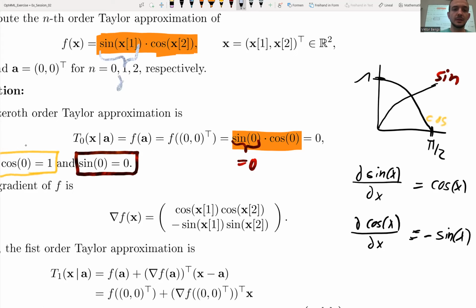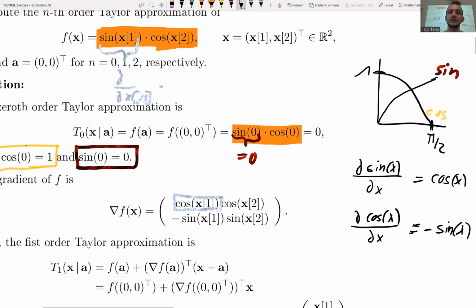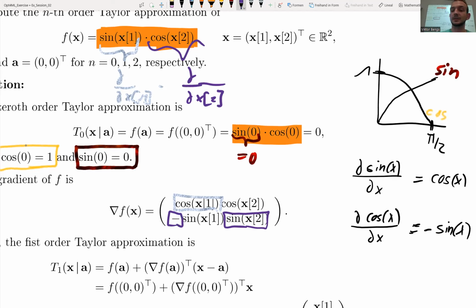So looking at this partial derivative with respect to x1, we get this one here, and the cosine term we are multiplying here is a constant. Similarly, if we switch the roles, now we look at this thing and take the derivative with respect to the second one. We end up with this here, and don't forget the minus. This is coming from this one here. So this is our gradient.